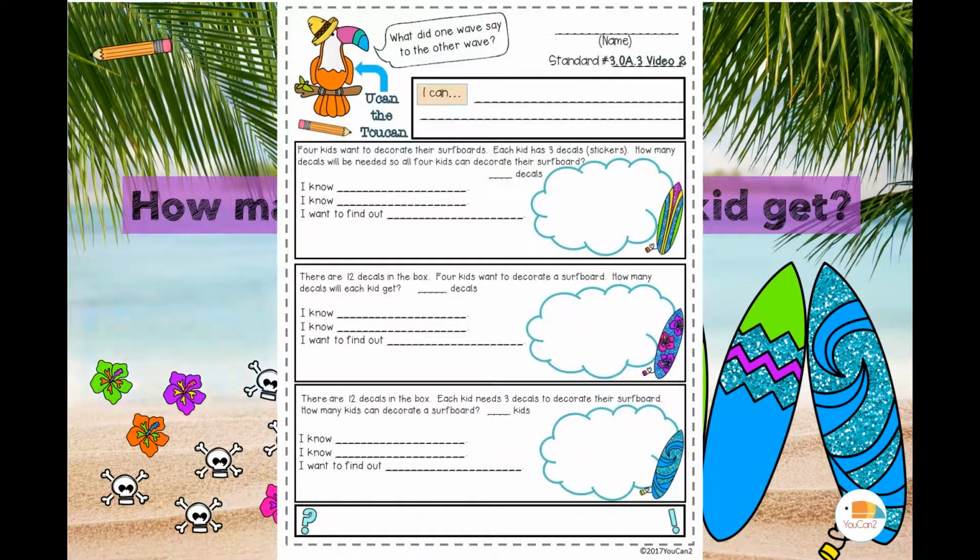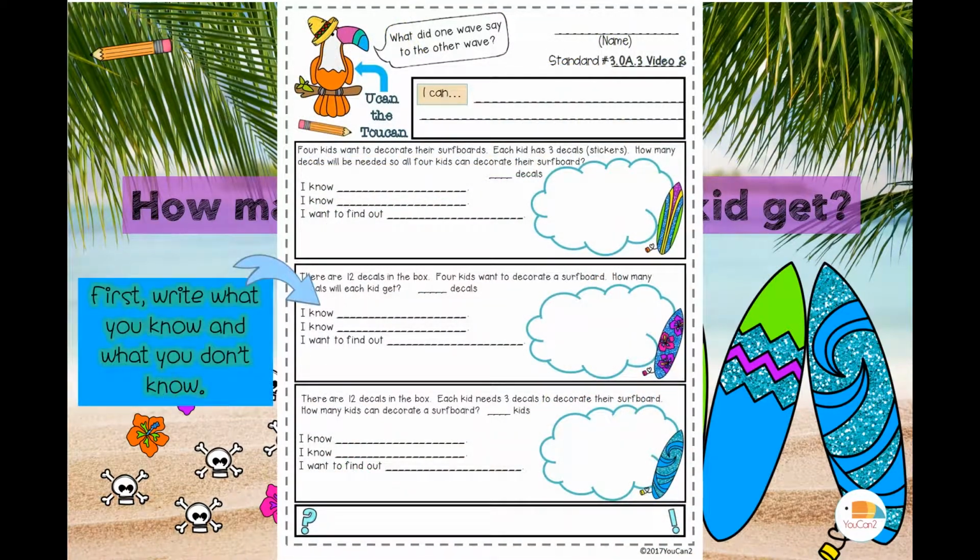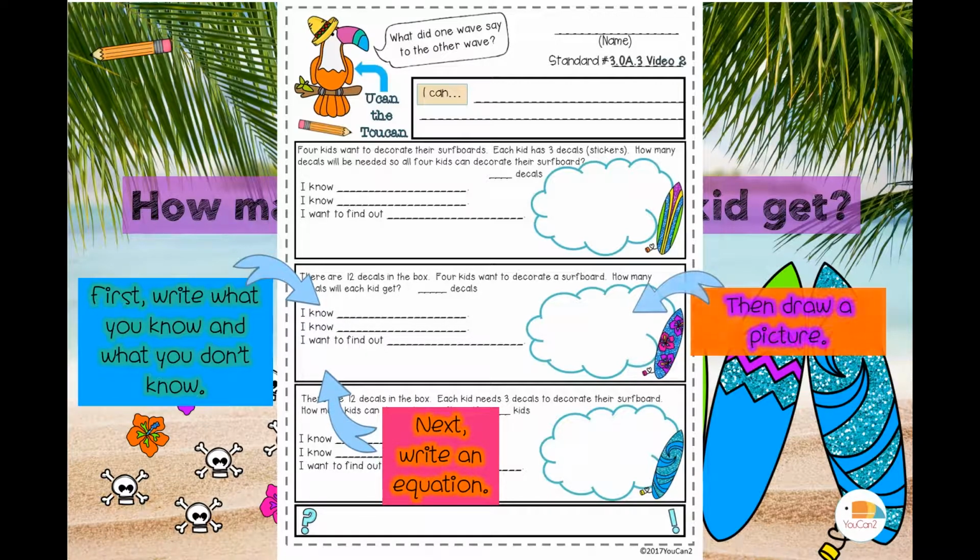Remember, this is a pencil problem, so you need to solve it on your own. First, see if you can write down what you know and don't know. Then write an equation. Next, try to draw a picture. And last, write that answer down. Good luck.